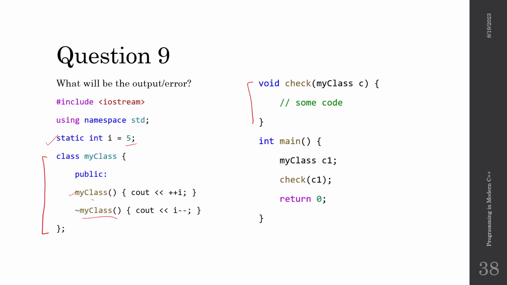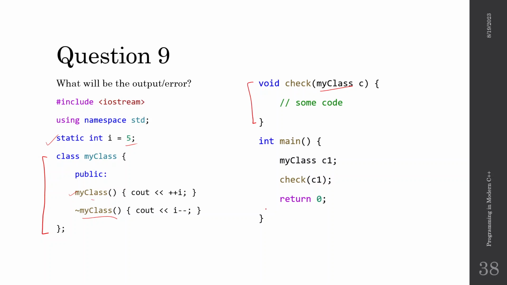Then we also have a function called check. Now note here that check is in the global scope. It is outside, not inside the class. The class begins here and it ends here. So check is a global function. And also note that check accepts a data argument of my class type, and this is not a pointer or a reference. It accepts the base data type of my class.